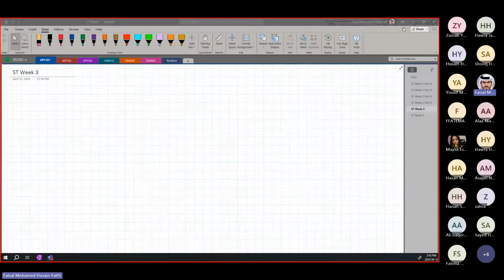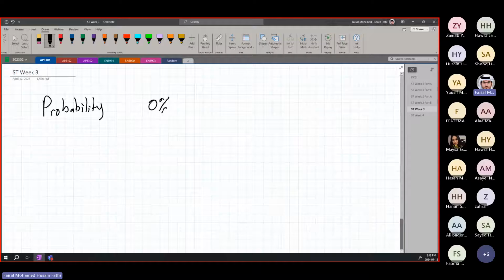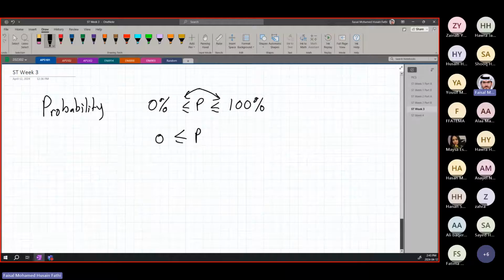All right, so probability. What does probability even mean? When we're talking about probability, we are talking about the chance of something happening. So there's a 0% chance of something happening, or a 100% chance of something happening, or something in between. The probability will always be between 0 and 100%, or if you write it in decimal form, between 0 and 1. There's never a chance of something happening more than 1, and never less than 0, because it's always between 0% and 100%.